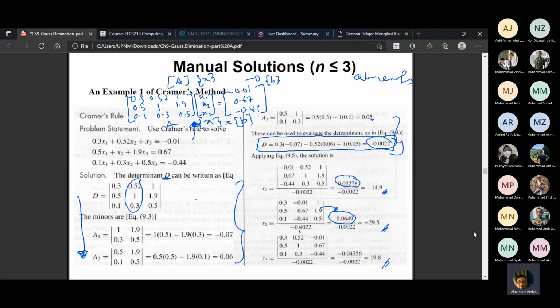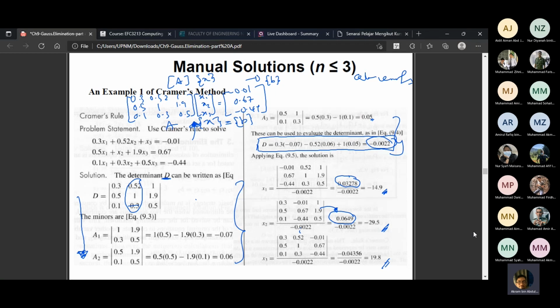Okay, dia ambil kat sini, dia cari nilai minor dulu. So minor tu adalah bila kamu pegang satu nilai, kamu nak darab dengan determinant 2 times 2 kan. So dia panggil sebagai minor lah. So minor bagi A1 adalah 1, 1.9, 0.3 and 0.5. Minor bagi A2 adalah 0.5, 0.1, 1.9 and 0.5. And minor bagi A3 adalah 0.5, 1, 0.1 and 0.3. So bila kira determinants, kita ambil 0.3 times the A1 minus 0.52 times A2 plus 1 times A3. So kita dapat negative 0.0022.